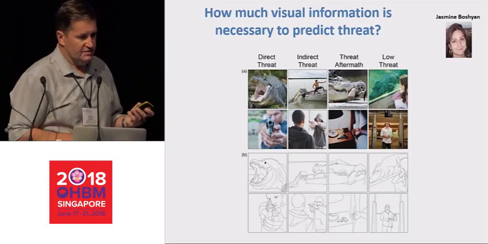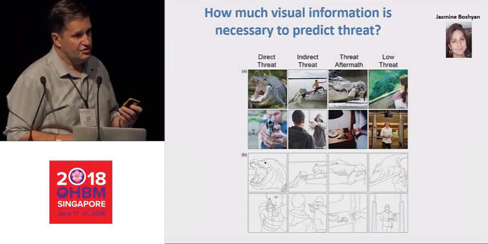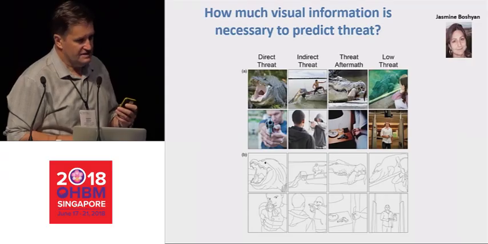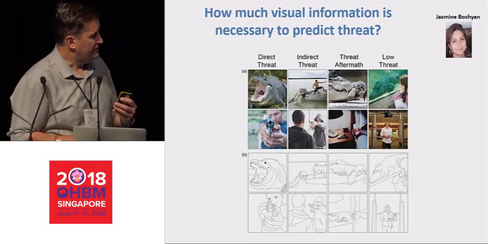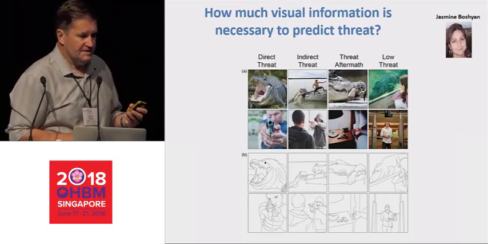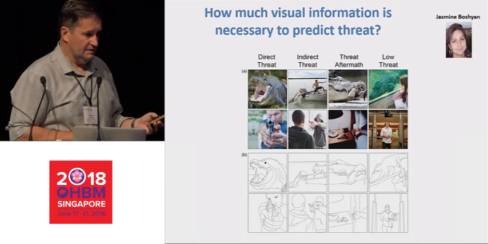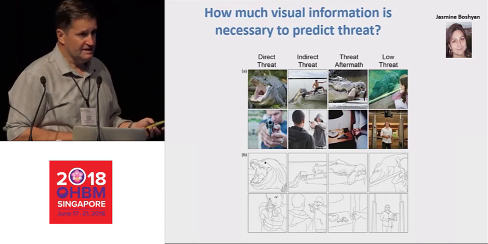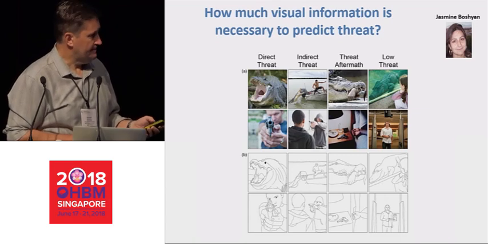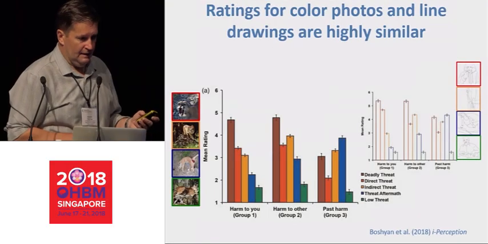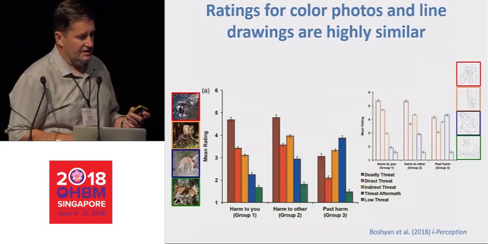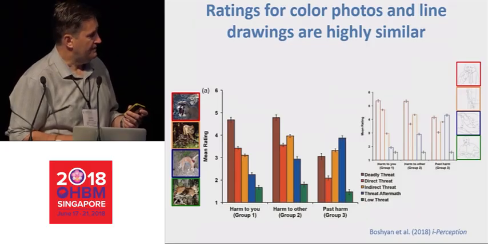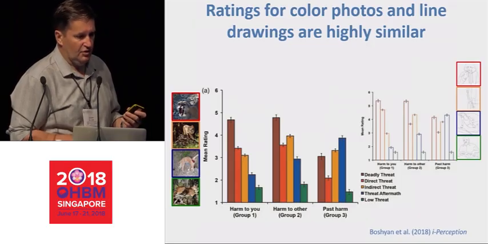So Jasmine here painstakingly traced all the threat scenes and made them into line drawings, while removing some of the background details. We then did the same rating study as I showed you initially, and discovered that the ratings actually match very closely between the photo scenes and the line drawings. In fact, almost perfectly.